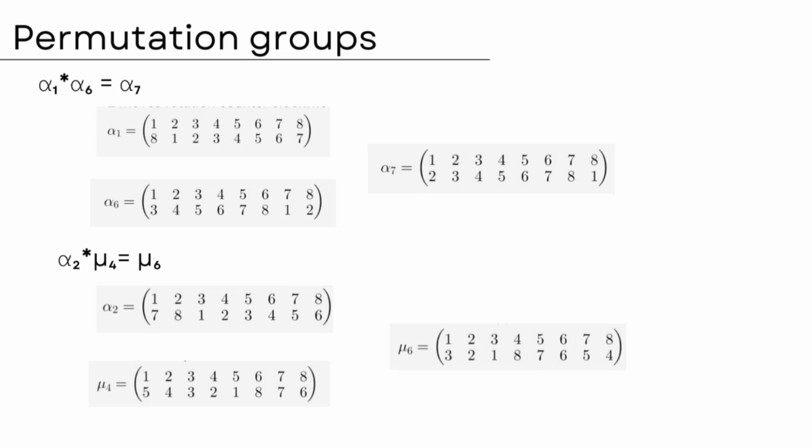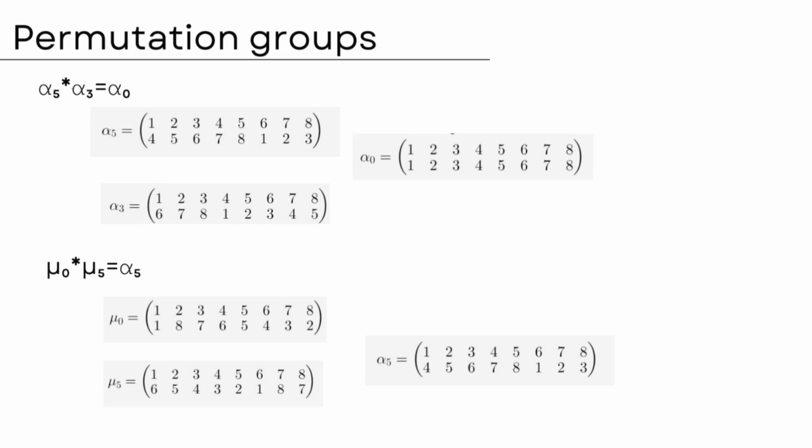Let's check and verify. 1 is to 5 and 5 is to 3, then 1, 3. 2 is to 4 and 4 is to 2, then 3, 2, 2. 3 is to 3 and 3 is to 1, then 3, 1. 4 is to 2 and 2 is to 8, then 4, 8. 5 is to 1 and 1 is to 7, then 5 is 7. 6 is to 8 and 8 is to 6 and 6, 6. 7 is to 7 and 7 is to 5 is 7, 5. 8 is to 6, then 6 is to 4. It is 8 is to 4. So therefore, it is true that alpha sub 2 star mu sub 4 is mu sub 6.